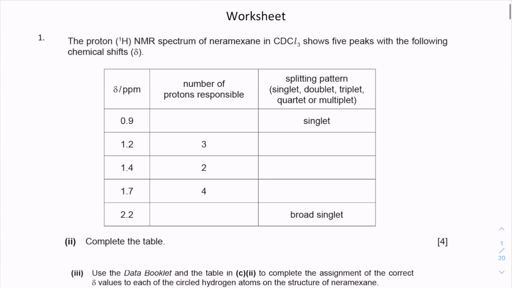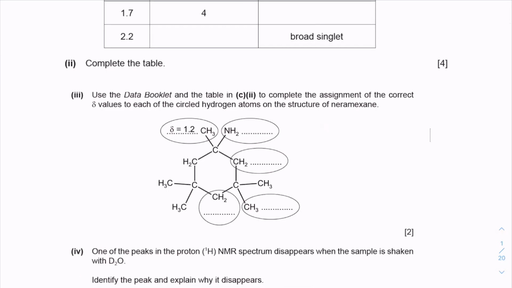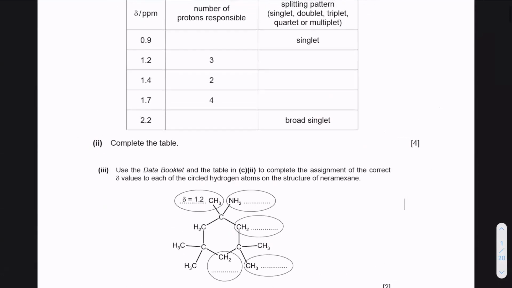The proton NMR spectrum of neramexane in CDCl3 shows 5 peaks with the following chemical shifts. I'll need to look at the structure of neramexane. This is neramexane. Okay, so we have a singlet. Why a singlet? Because the neighboring carbon has 0 hydrogens.